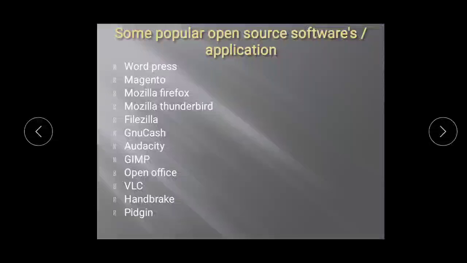Students, we'll continue with chapter 4, IT resources. So we had completed the popular open source software applications which are used as IT resources. We had completed till FileZilla. Now we are starting with GNU Cash.